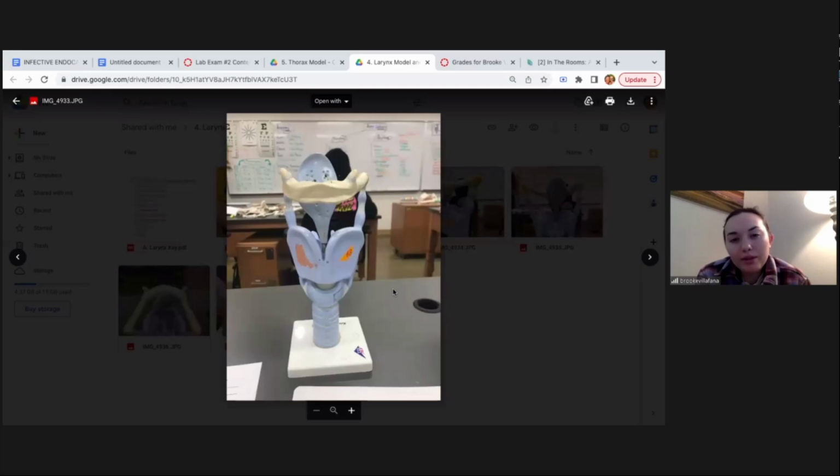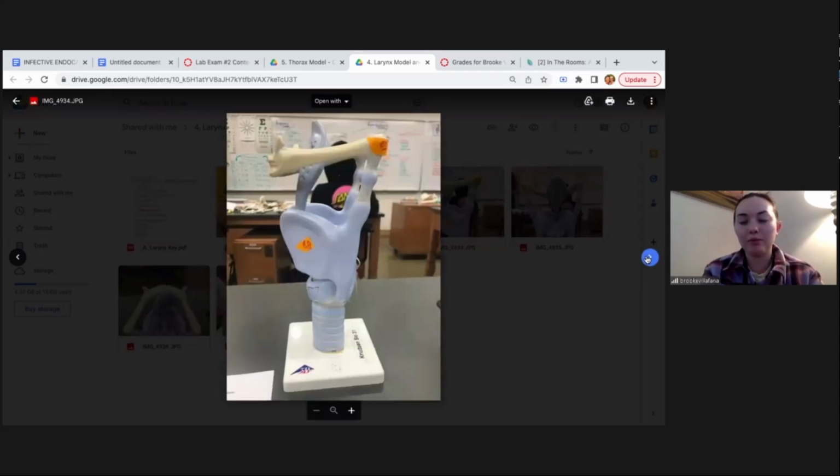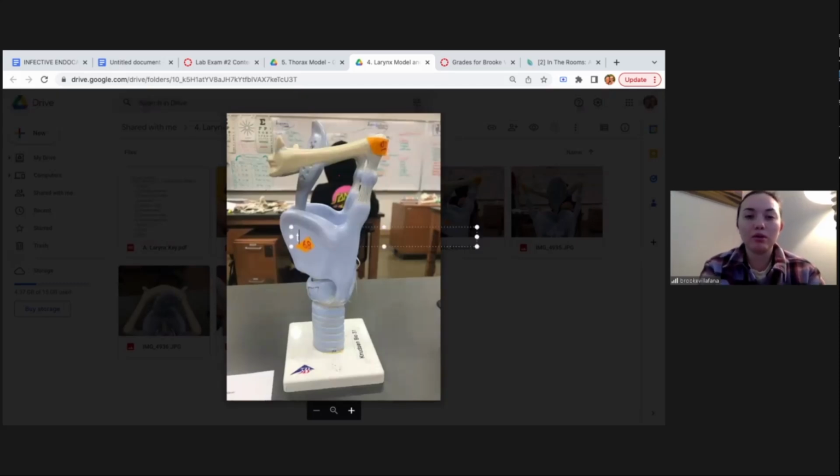Okay, so when we're looking at the larynx, this is like your throat. So this is looking at it from the front, and then we look at it from the side. I like the side better. I think it makes more sense for labeling the model. So this is your thyroid cartilage, okay? This is your cricoid cartilage, that little piece down there. And then these are the tracheal cartilages.